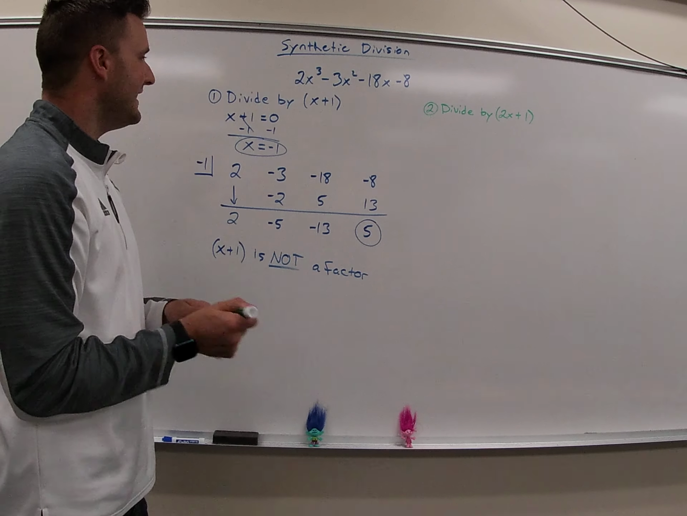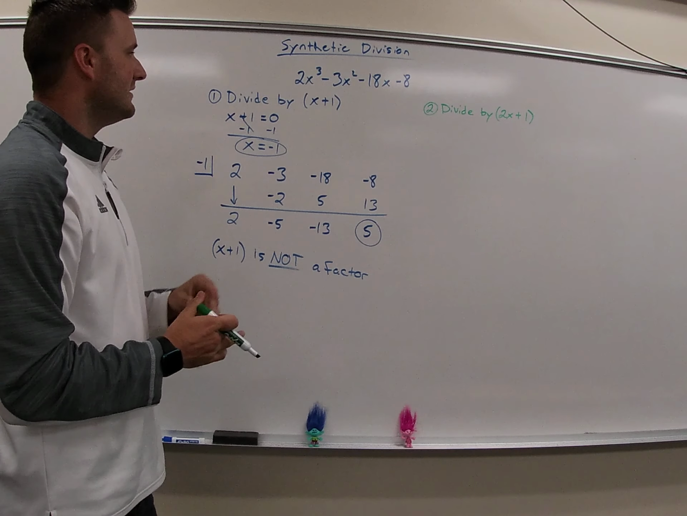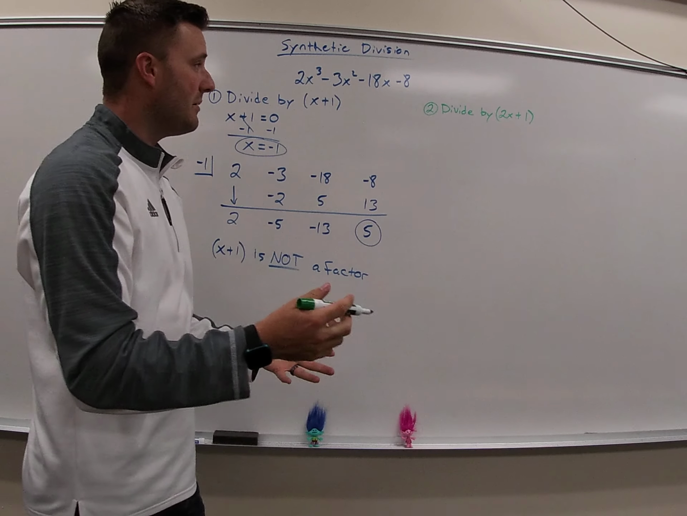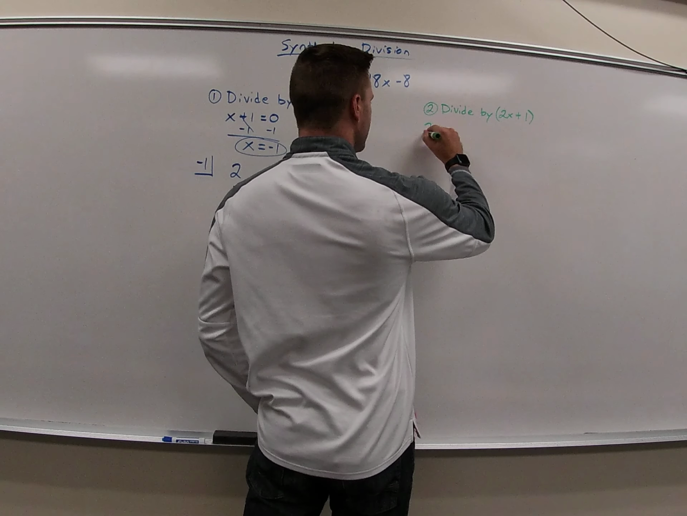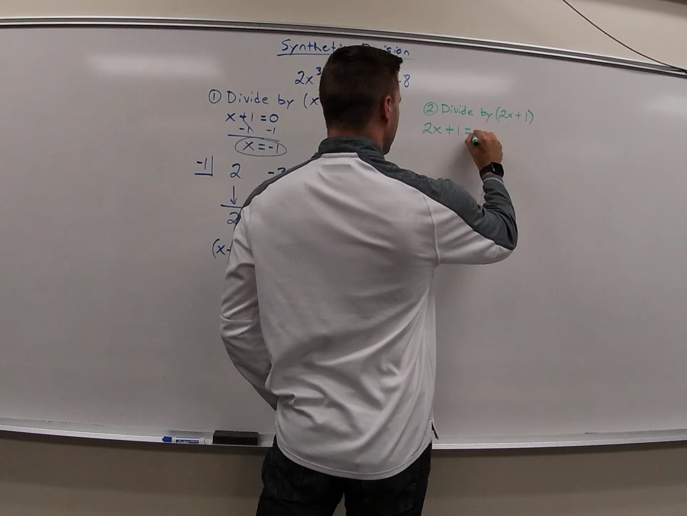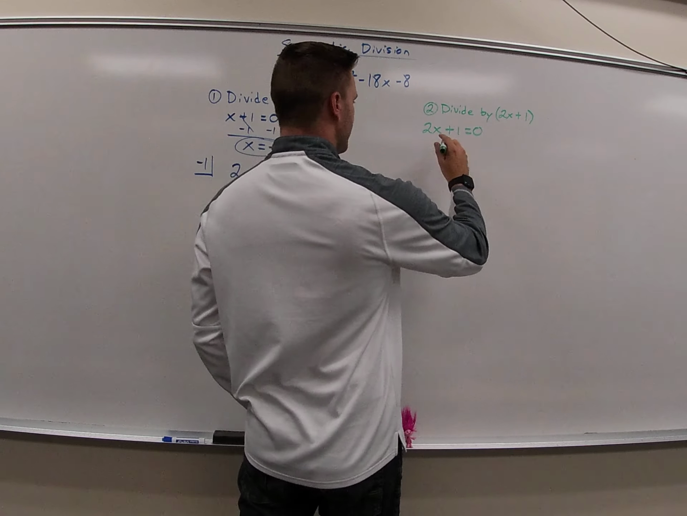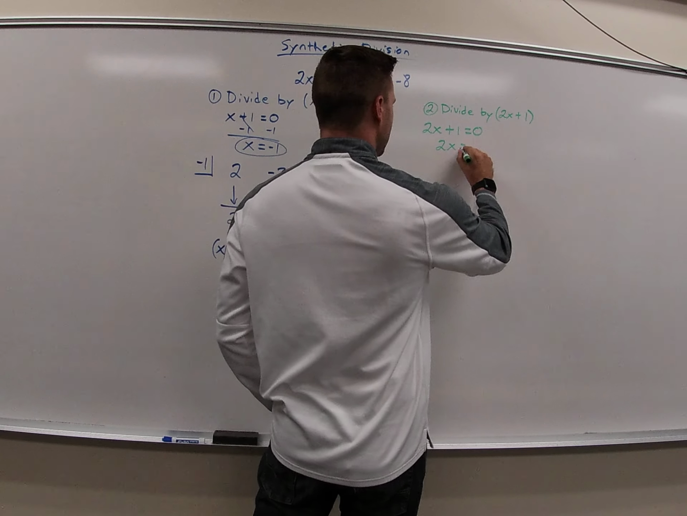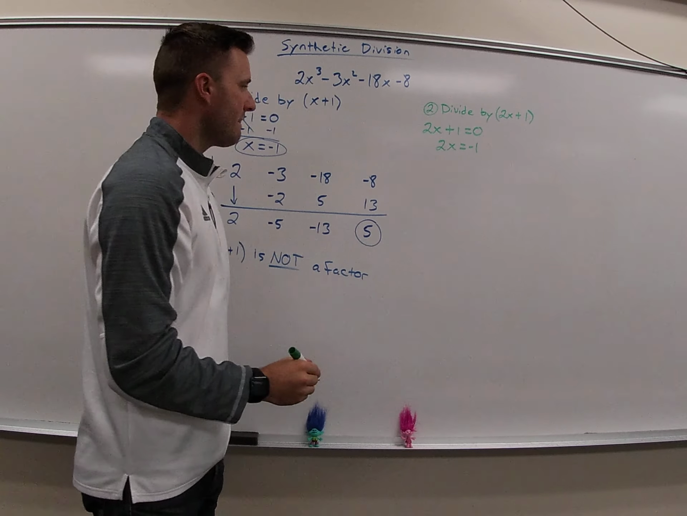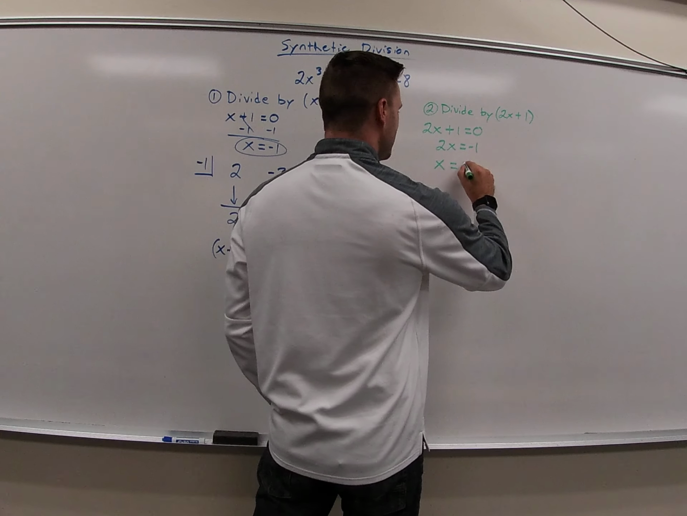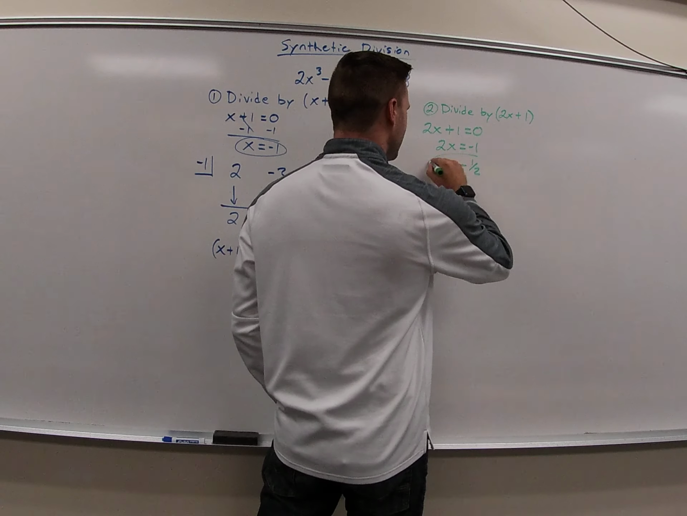So what we're going to do now is check the same problem but divide by 2x plus 1. So remember, we're going to take what's inside our parentheses, 2x plus 1. We're going to set it equal to 0, and then we need to solve. So after I subtract 1 from both sides, I get that 2x equals a -1. And then after I divide by 2, I am checking everywhere where x equals a -1/2.